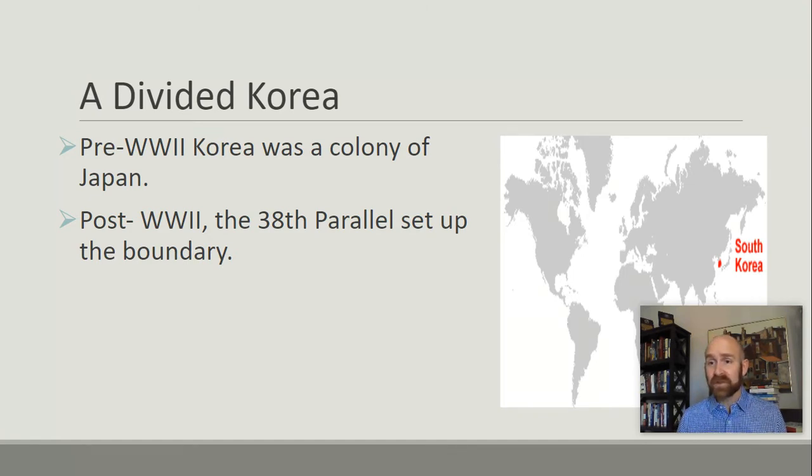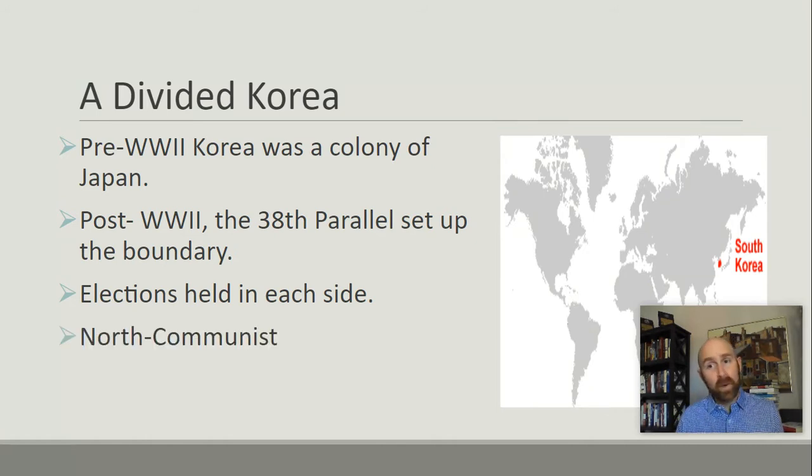And then both sides essentially decide that they're going to have elections. The northern half, under the communist influence, is going to rig their elections to make sure the communists win. In the South, the Americans will influence the elections, but they're not rigged. And both sides miraculously end up with governments of the same ideology as the country that's exerting their influence. So it should surprise no one that North Korea ends up becoming communist and South Korea ends up becoming democratic.